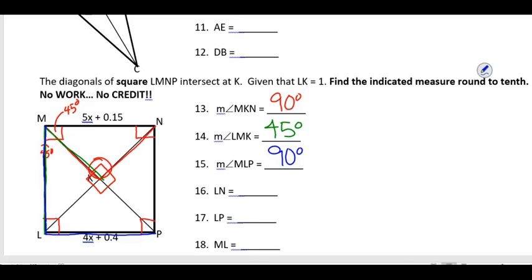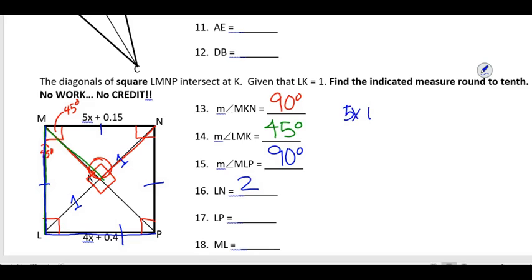Then we're going to talk about LN. LN is our diagonal, and it tells us LK is 1. So if that's 1 and this is 1, then obviously the whole thing, let me make that a 1, y'all. That's 1 and that's 1, so 1 plus 1 is 2, so LN would be 2. LP now, we know that all 4 of our sides are congruent here because this is a square, and a square is a rhombus. So we should be able to set those opposite sides equal to each other and then solve for x and plug it back in.